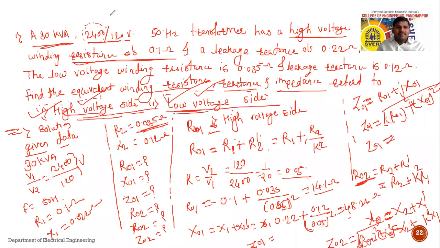Suppose the ratio is given like 440 divided by 11,000. In that case, this is the high voltage side and this is the low voltage side. So the high voltage side is referred to secondary, and the low voltage side is referred to primary. So be careful while solving such types of problems.